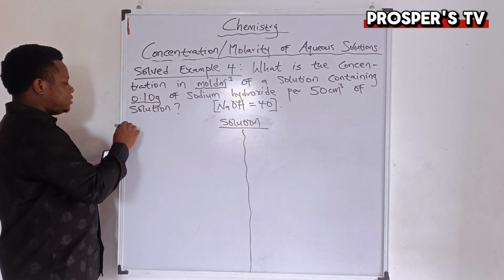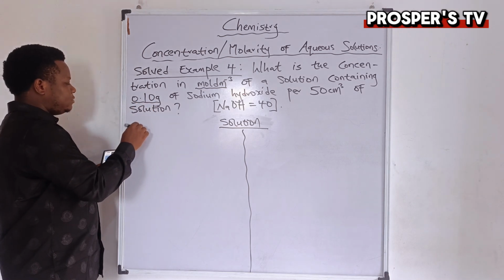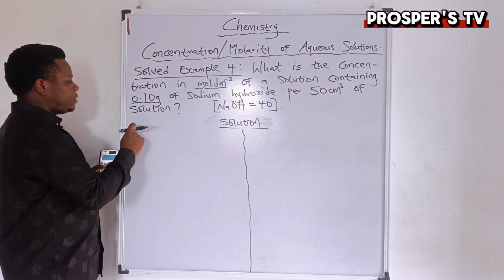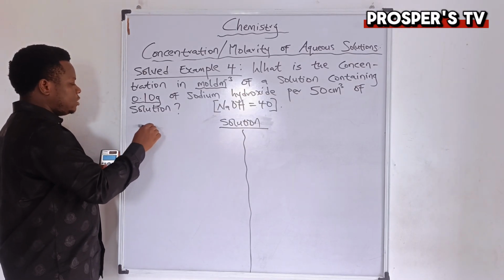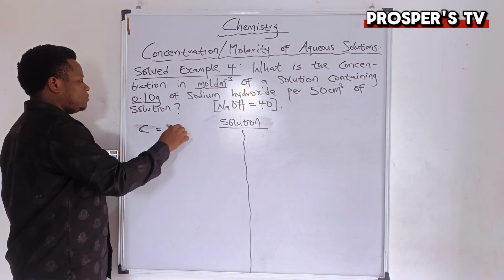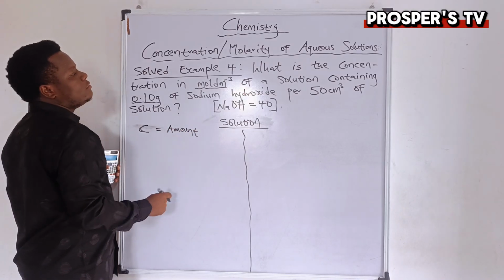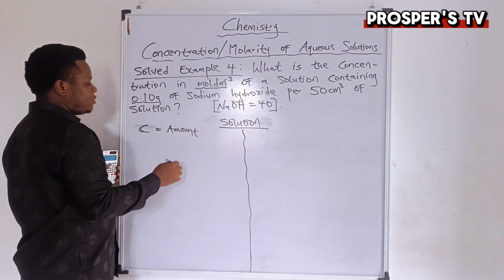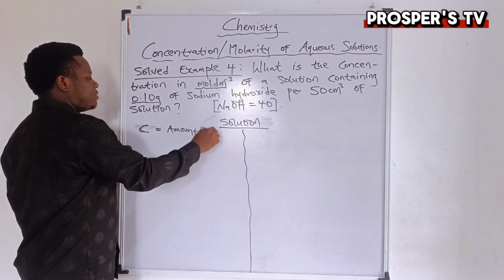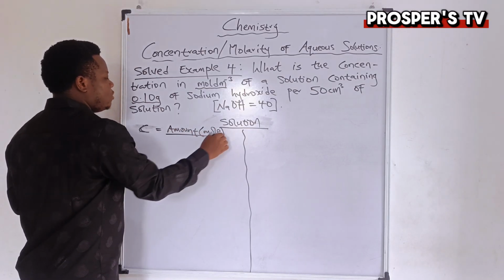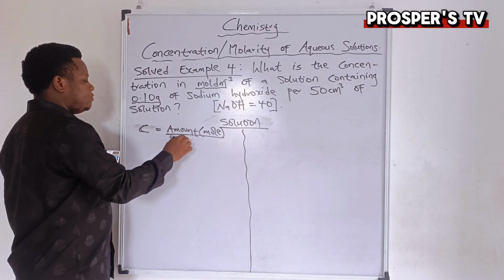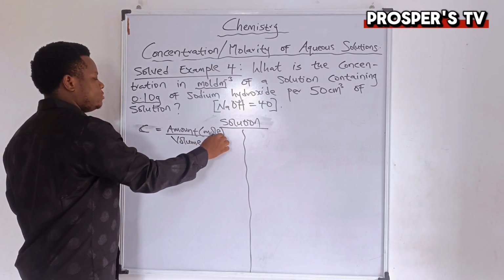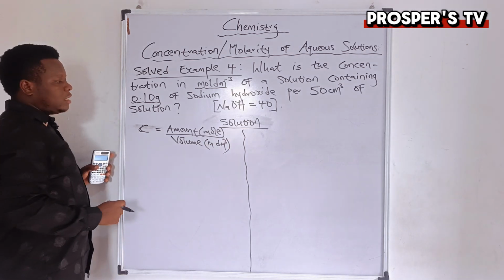So what was given in the question? Grams signifies mass. So we are given mass. For such problems, first let me tell you the formula I would make use of: concentration is equal to amount. In this case, the amount should be in mole, since the concentration is carrying mole per dm³, over your volume, and my volume should be in dm³.